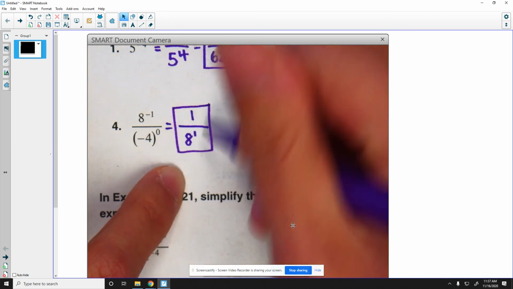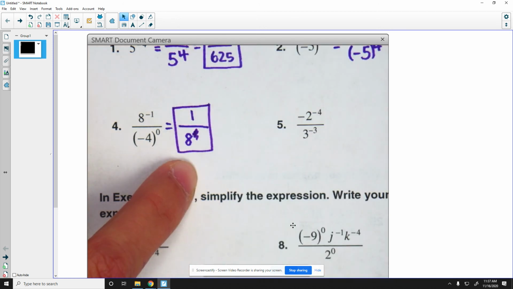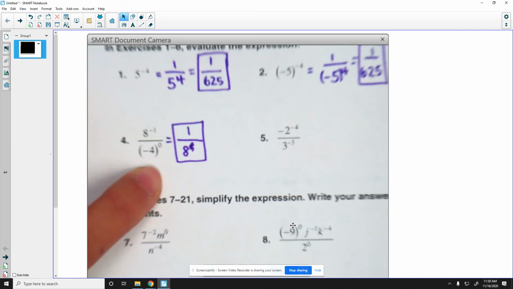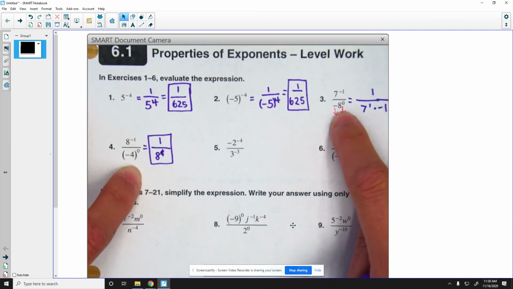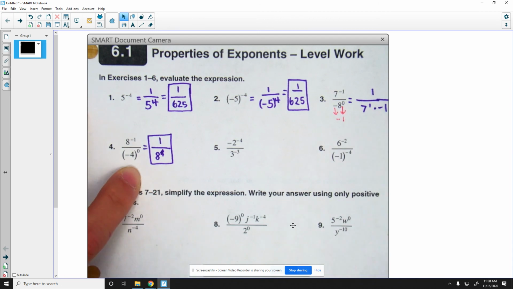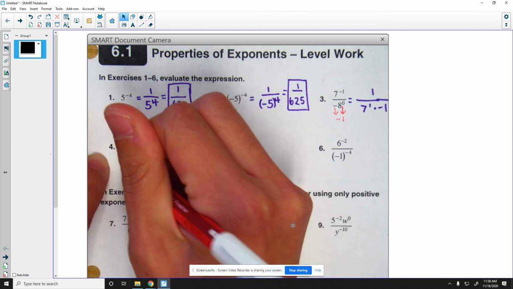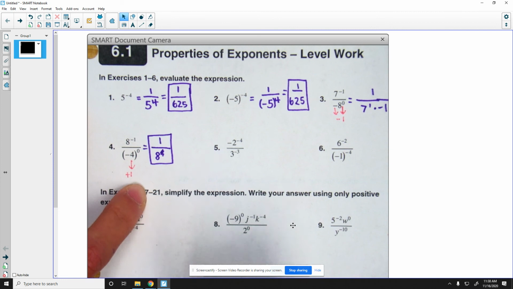So then you have 1 over 8. That's really your answer. Whereas, do you see the difference? This -4 to the 0 was in parentheses. This -8 was not in parentheses. That's why this one's a -1, and this one is a positive 1. Okay, the parentheses make a huge difference.